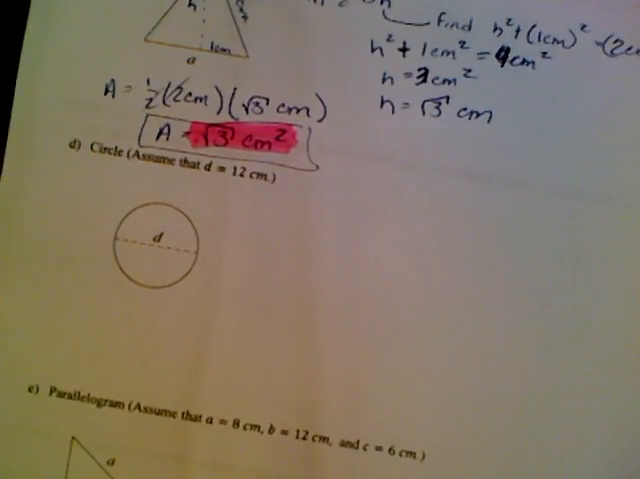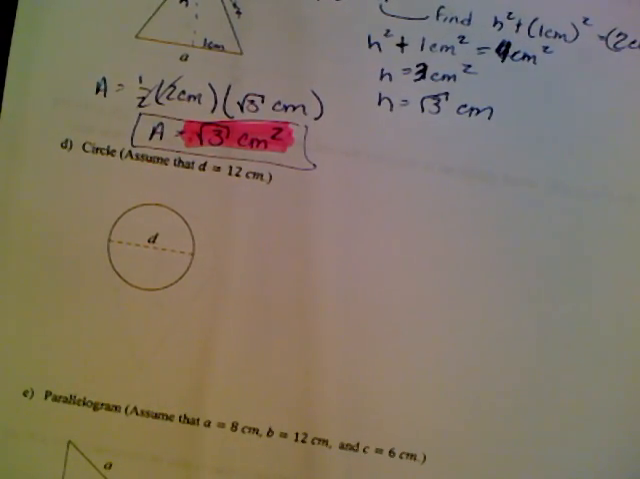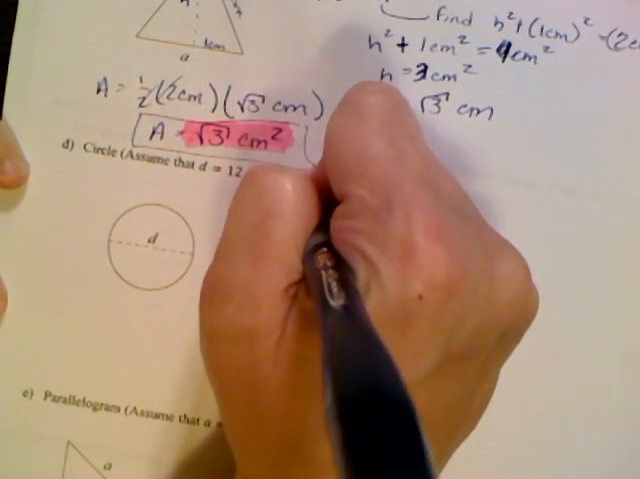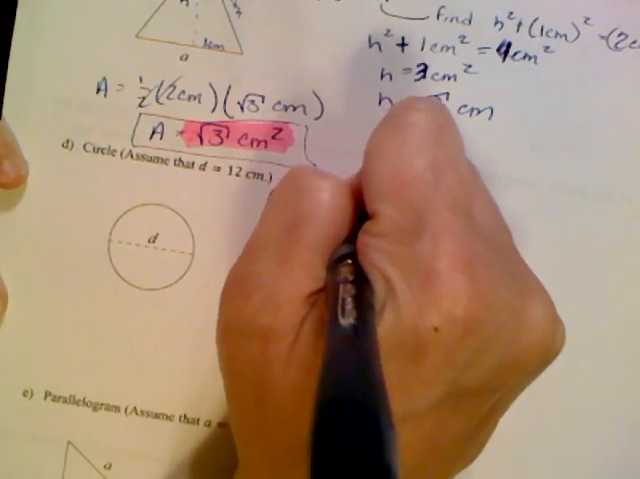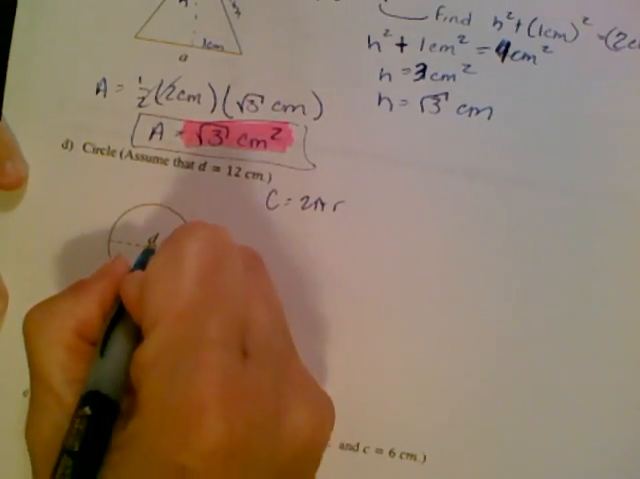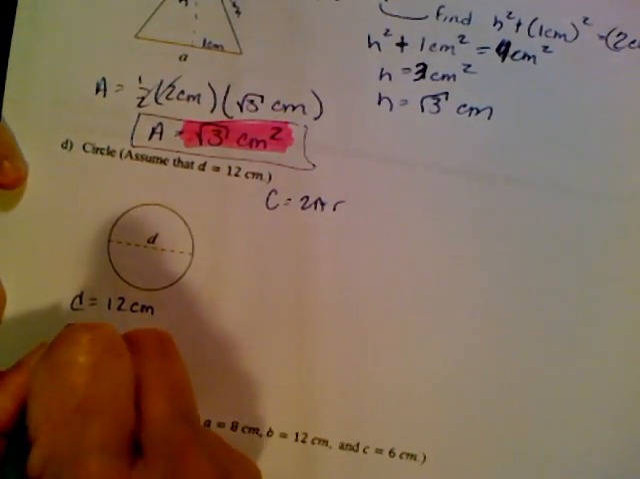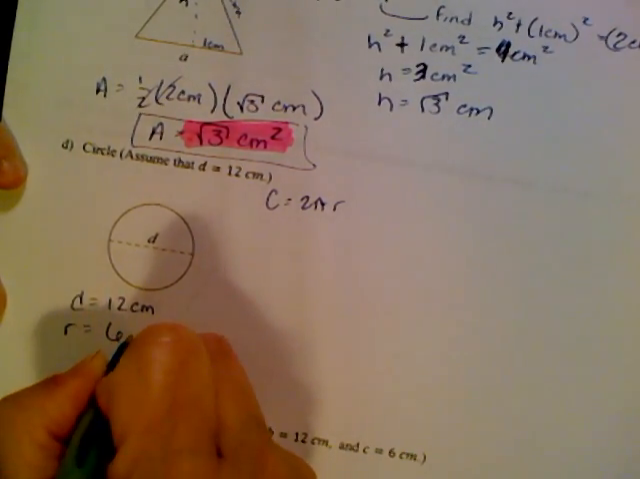Okay. A circle, assume that the diameter is 12. We remember that the circle's perimeter is called the circumference, and it's 2 pi r. Well, if my diameter is 12 centimeters, then what is my radius? It's half of d.